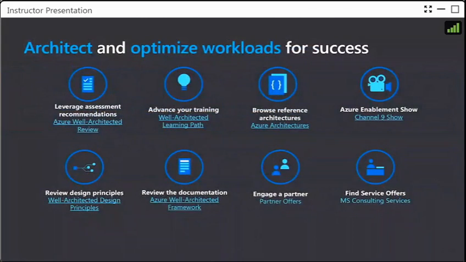All right, as promised, I'm now going to share some resources with you that can help you on your journey to architecting and optimizing your workloads for success. Now, first thing I want to say, all of your partner resources, those are going to be available to you in the partner zone. But there are other resources, as you can see here on the slide, that you want to take advantage of. Leverage assessment recommendations, that's the Azure Well-Architected Review that we talked about.